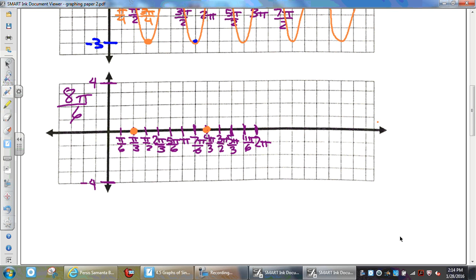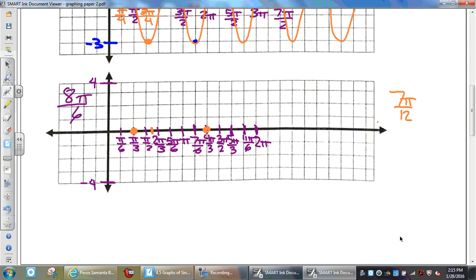7 pi over 12. Will that be less than pi? Yes. Will that be more than pi over 2? Yes. 7 pi over 12, you guys said it, right? Yes, it is more than pi over 2. So it's actually right here, I think.